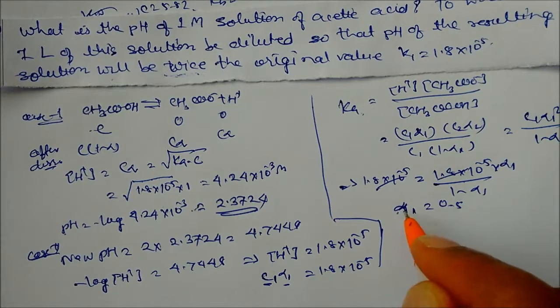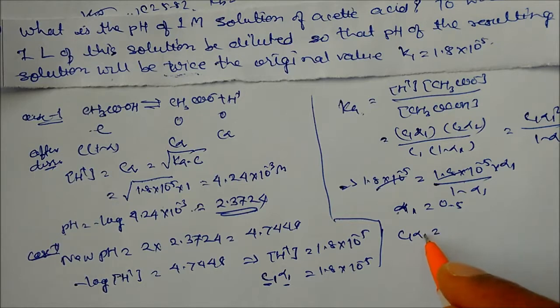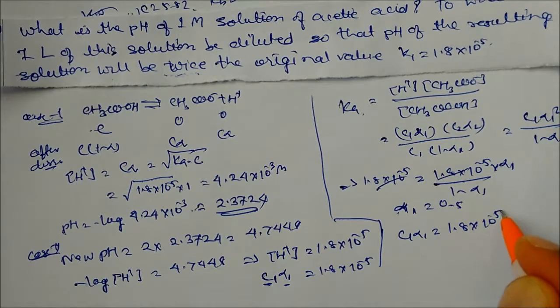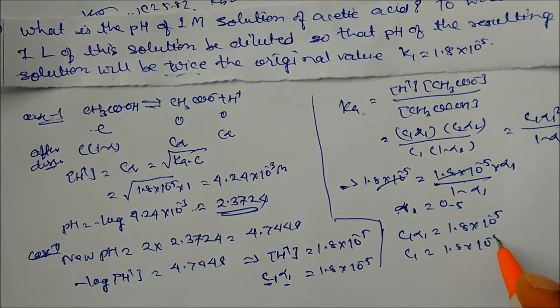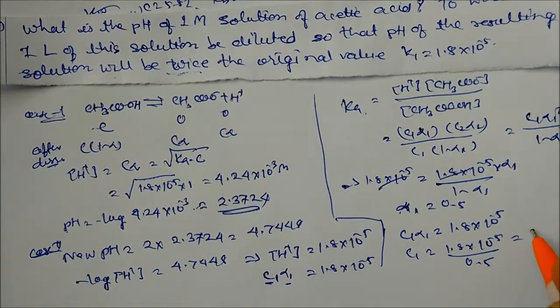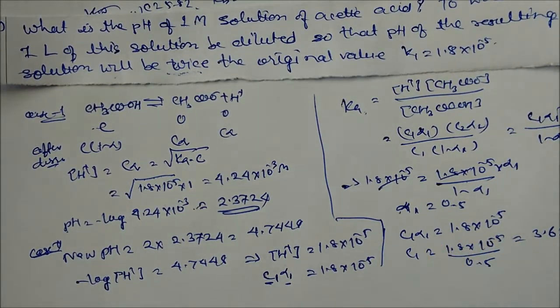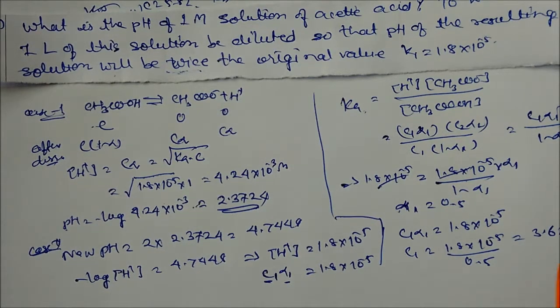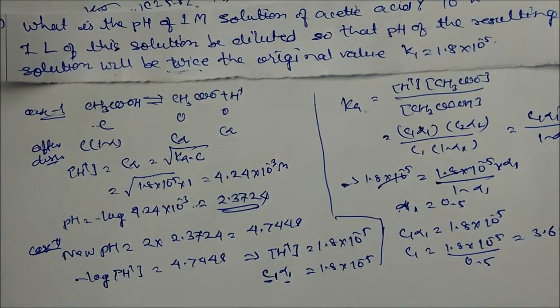So C1 alpha 1 is given here as 1.8 into 10 to the power minus 5. So C1 will be 1.8 into 10 to the power minus 5 divided by alpha 1, which is 0.5. You will get the answer C as 3.6 into 10 to the power minus 5 molarity. This is the concentration you are getting. Again, what is the volume? This is the concentration per liter, in 1 liter. So what will the volume be?